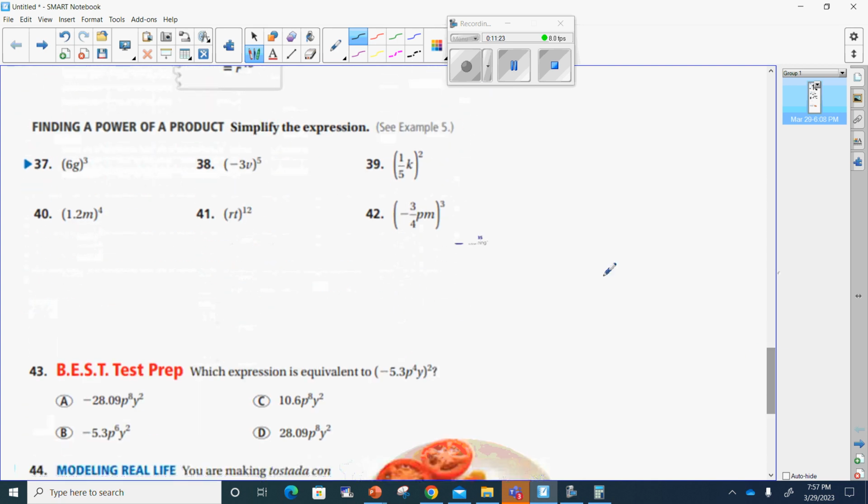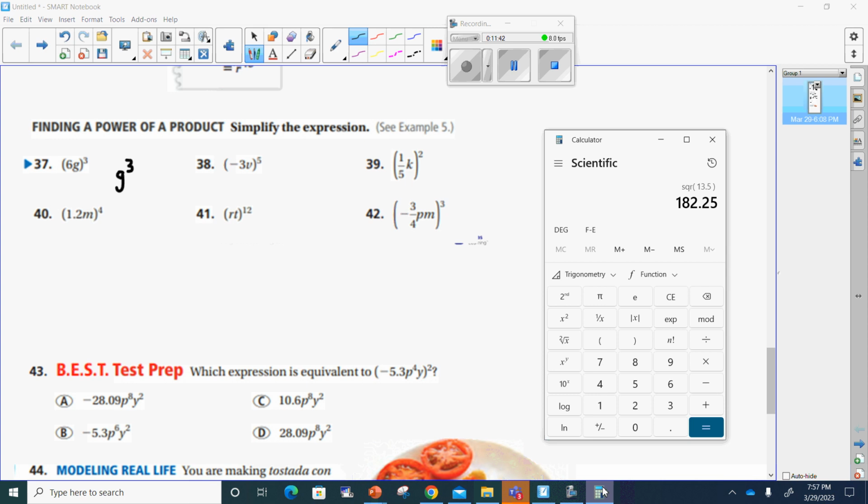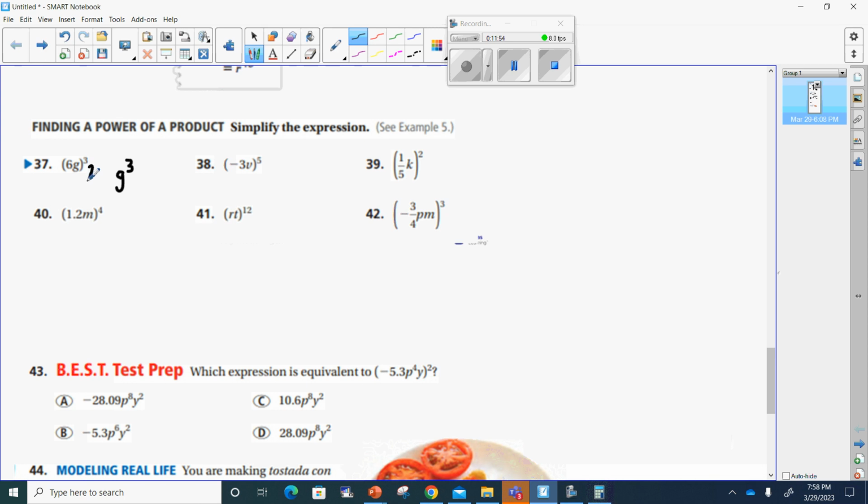Number 37 is next. Simplify the expression. Simplifying means I've got to go ahead and write everything as an evaluation. I got 6 to the 3rd power, and then g to the 3rd power. I already know that g is going to be the 3rd power, but now I got to find out what 6 to the 3rd power is. Well, I know 6 times 6 is 36, but I don't know what 36 times 6 is. So I'm going to put 6 to the power of 3, 216. So this would be 216 g to the 3rd power.